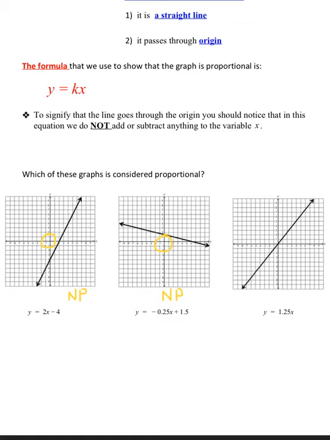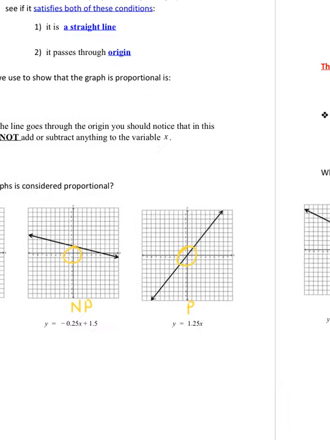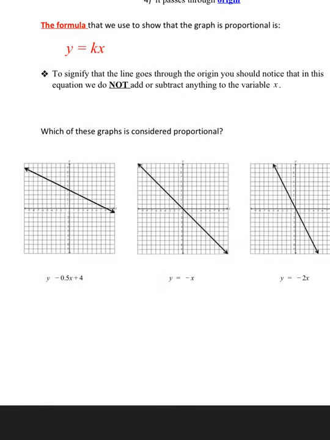Now I'm going to look at the next graph. The line is straight. And looking at the origin, does it go through the origin? Yes, it does. And it's straight. So that means this is proportional. Okay, there's a few more. Let's take a look at those graphs on the side.